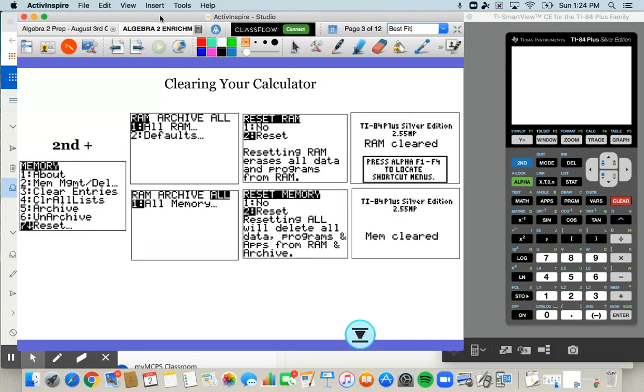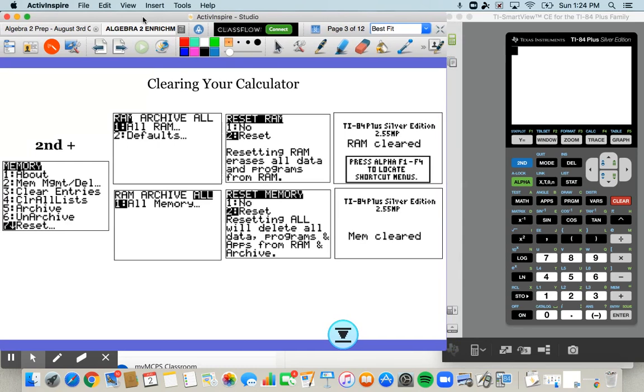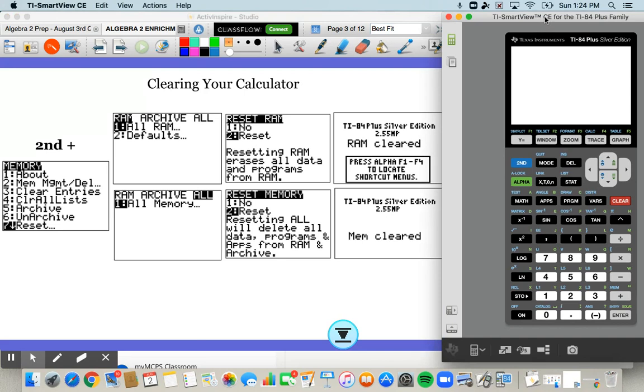So, clearing your calculator. You'll have a teacher that might ask you to do this before a test, so that you can't store things in your calculator, and you can't store answers. There are two different procedures for this, and it depends if you're just going to clear the RAM or clear the entire memory, like clear everything. I'm going to show it over here, and I also have it written on the left with screenshots. If you push second plus 7, I don't even have to arrow down, 7, 1 will do all RAM. Okay, so that's this pathway.